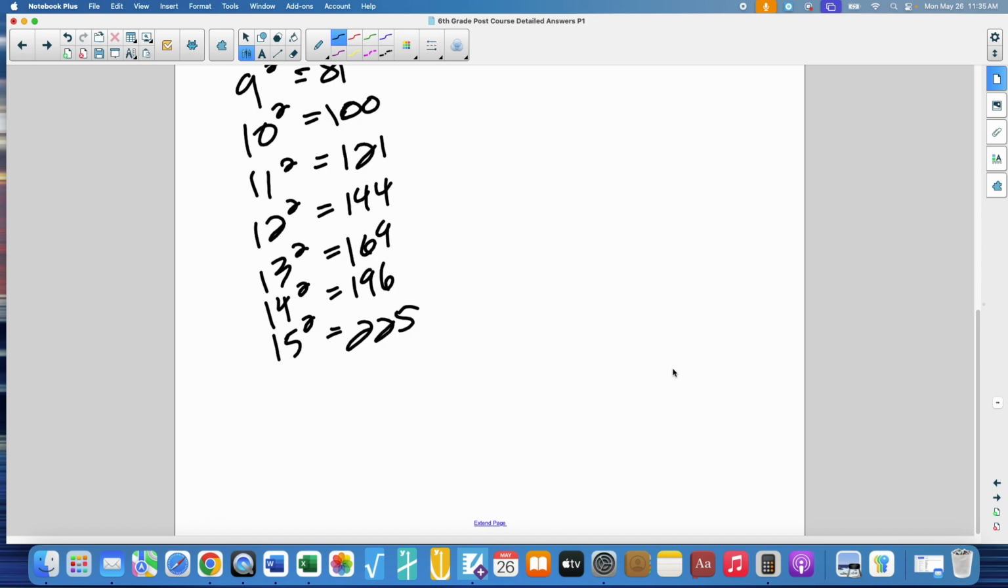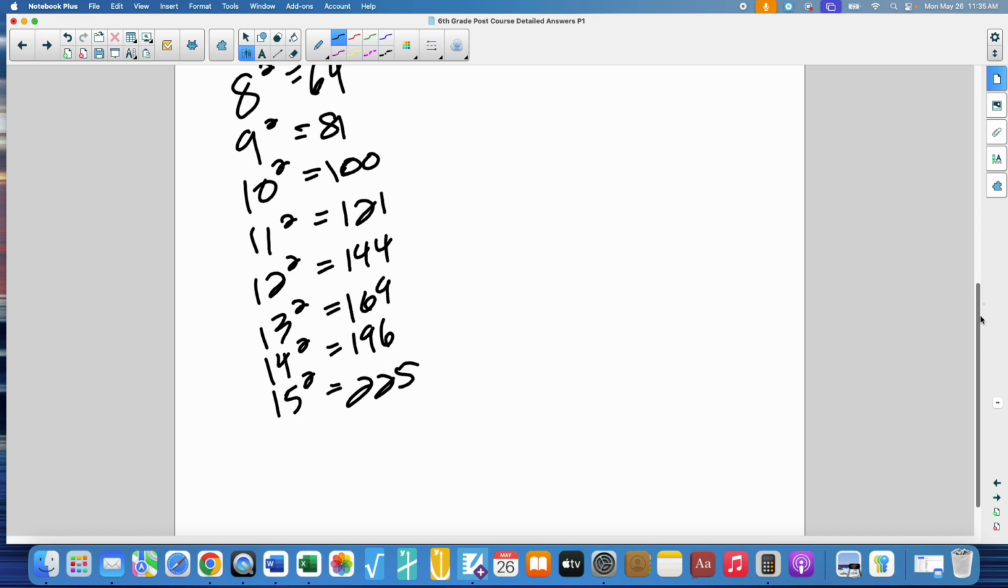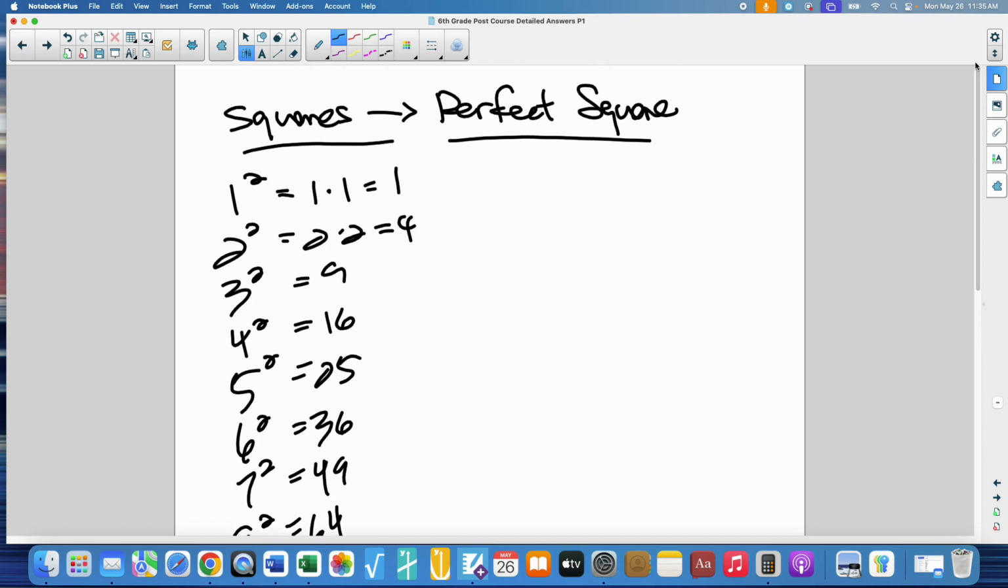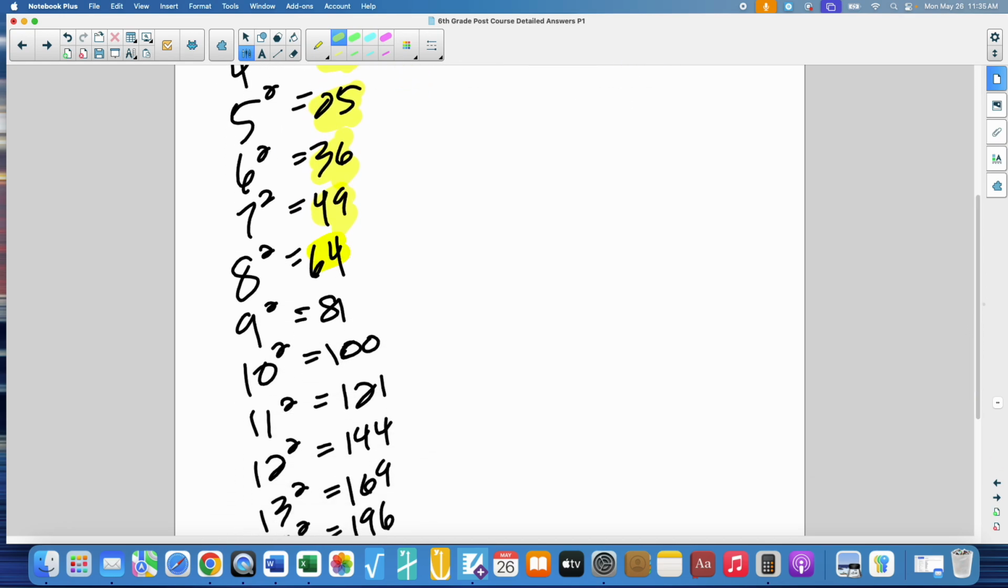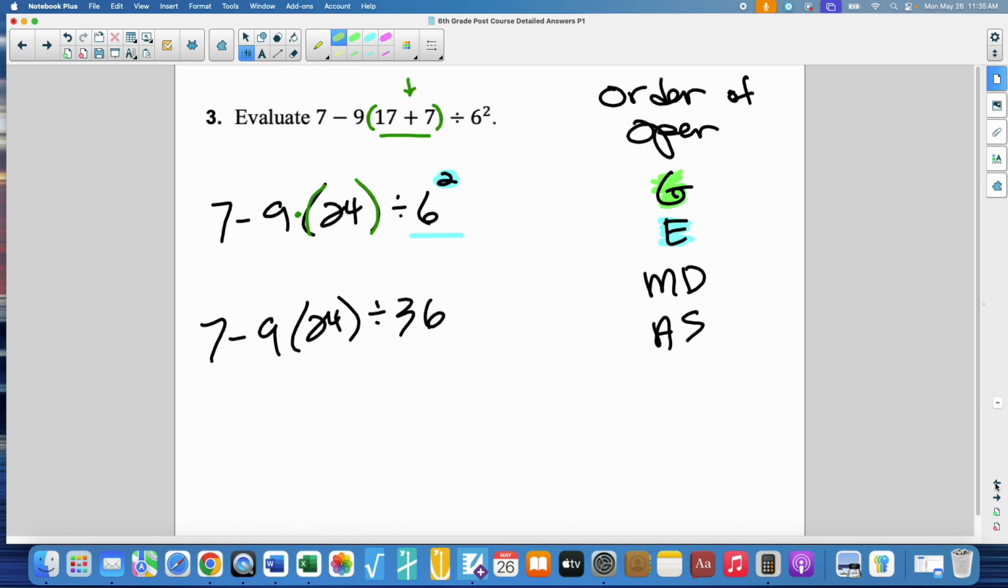Every 8th grade student should know up to 15. Maybe up to 20 is reasonable. So the perfect squares are something you really need to know. 1, 4, 9, 16, 25, 36. When we see those, we know that they are perfect squares, and that's going to come in when we start doing radicals or square roots, that we know that the square root of 81 equals 9. So we should know our squared values.